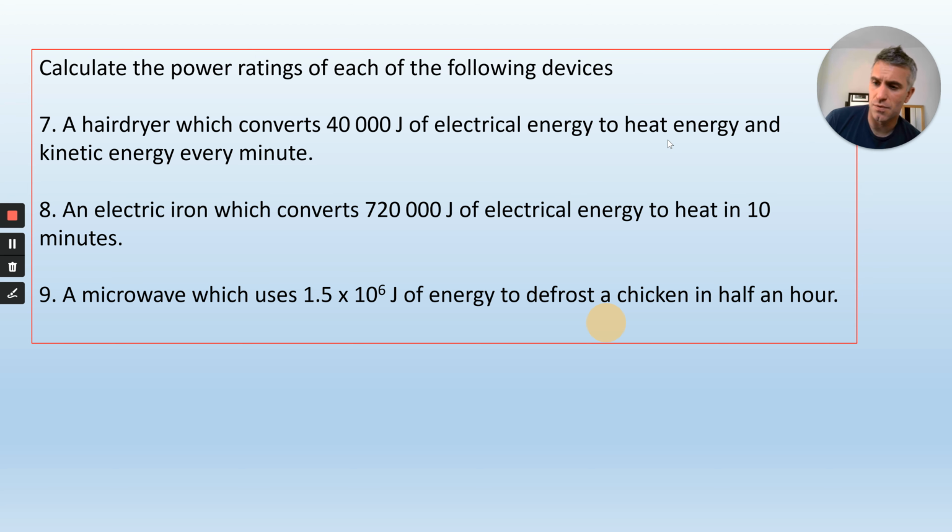An electric iron, which converts 72,000 joules of electric energy in 10 minutes. It's giving you an energy. Don't forget to convert the time to seconds. A microwave uses a lot of energy to defrost a chicken in half an hour. Don't forget to convert to seconds. Pause, do it.